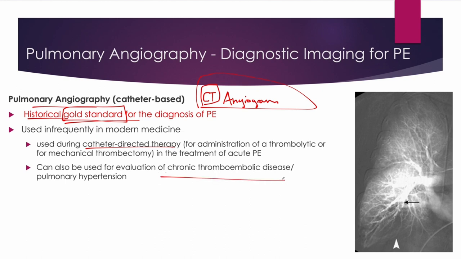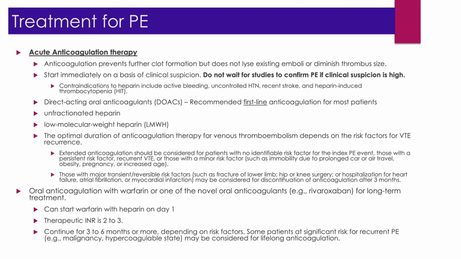Okay. All right. So how do we treat it? We've been talking for a long time. PE is a big topic. How do we treat it? We treat it with acute anticoagulation therapy. And for the means of ICM, if I ask you what the mainstay of treatment is for PE, you can just say anticoagulation. That's going to be the answer, okay? I'm not going to ask you, well, should we do a DOAC? Should we do unfractionated heparin or low molecular weight?